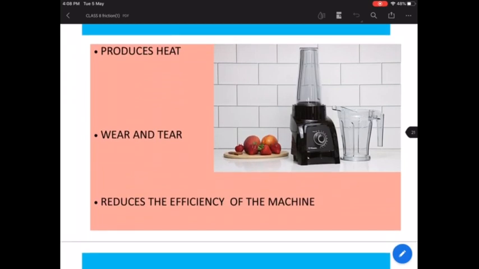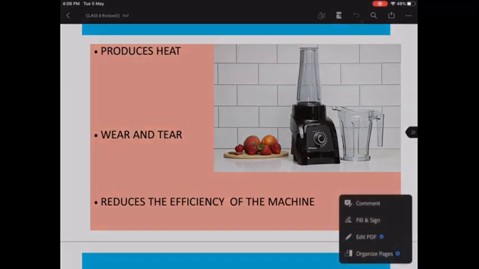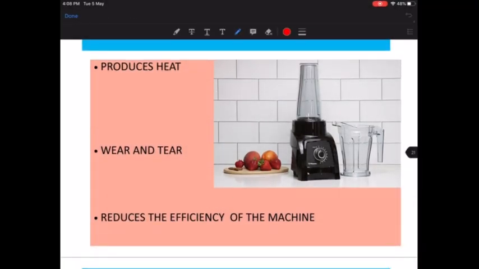So we were talking about the disadvantages. The first point that we spoke was production of heat. Next was wear and tear. Wear and tear, because suppose you are using anything for a long period of time and we do not maintain that, we do not reduce the friction. If the friction is more, then generally wear and tear will take place. And last, what we discussed was the reduction in the efficiency.